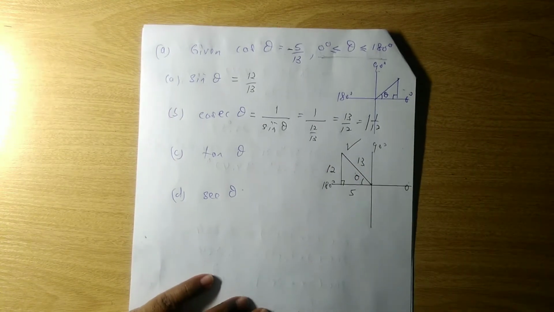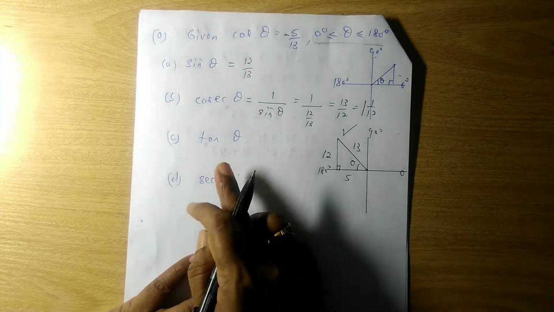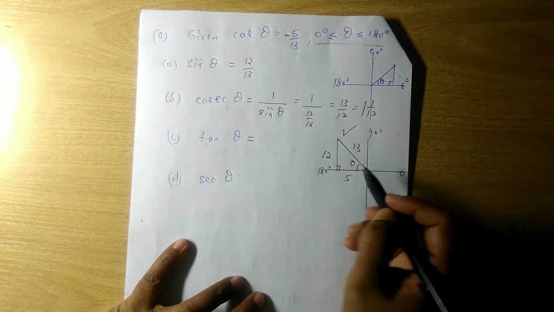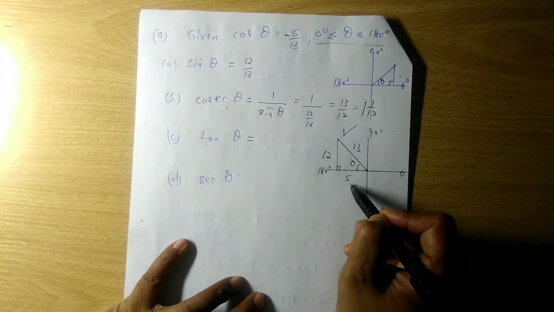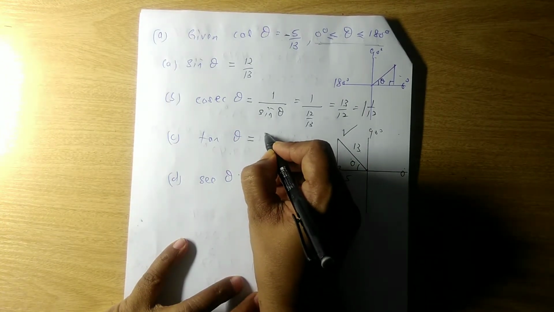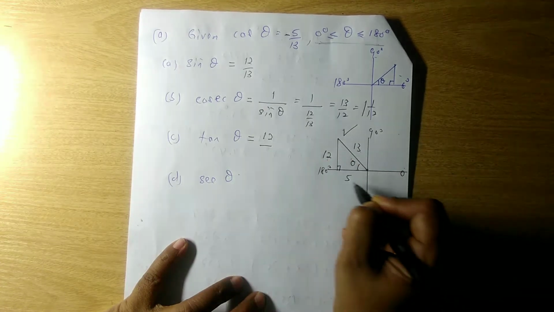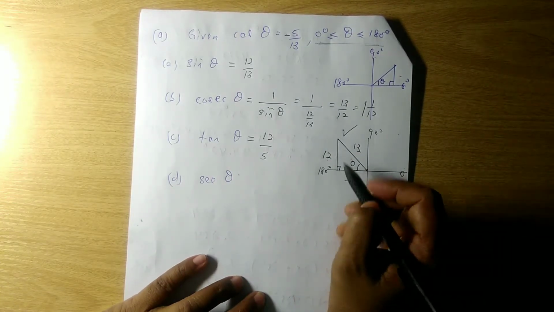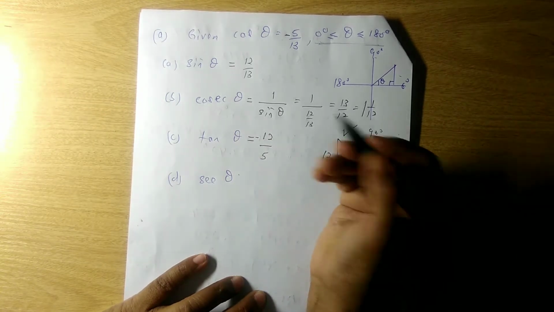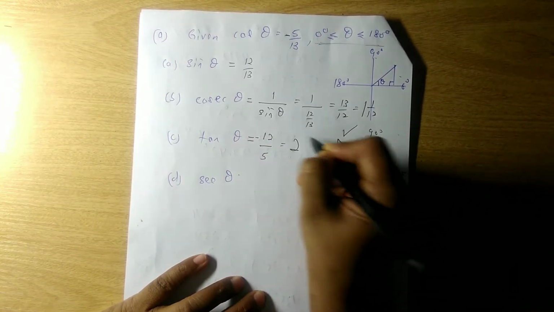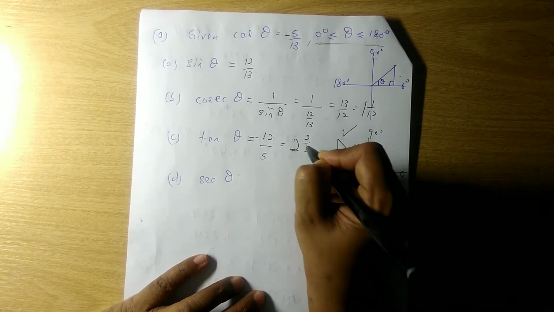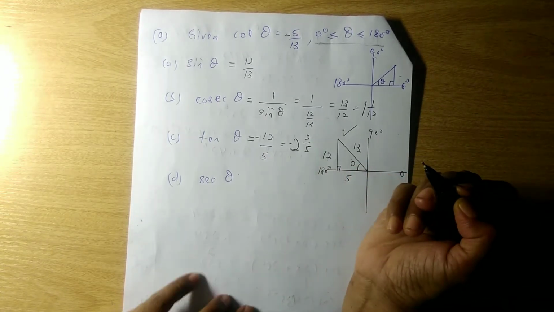Next, we move on to tangent theta. Tangent is opposite over adjacent, so this is 12 over 5. Now, tangent in the second quadrant is actually negative. So this becomes 12 over 5, and of course it carries the negative value.